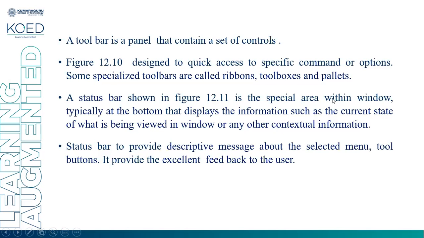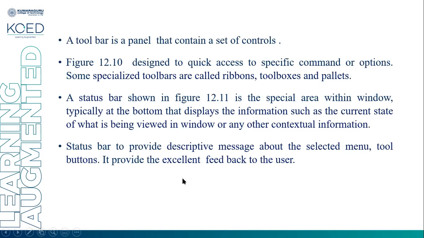Status bars are shown in figure 12.11. It is generally at the bottom of the window, a special area that displays information such as the current state of what is being viewed in the window or any contextual information. It provides a descriptive message about the selected menu or tool buttons. It provides excellent feedback to the user.